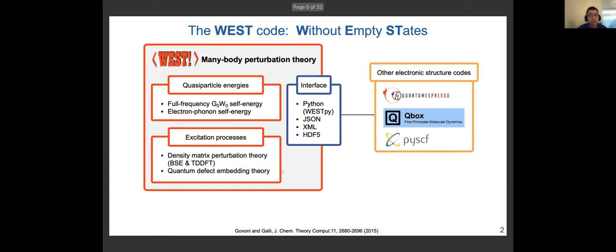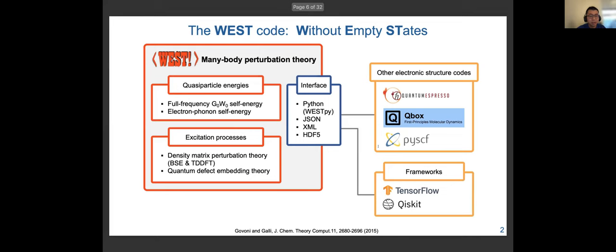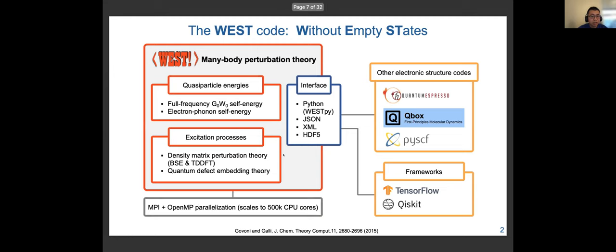The code is written in Fortran, and it's interfaced with other electronic structure codes through a Python layer called WestPy, and also through widely used data formats like JSON, XML, and HDF5. It also leverages community frameworks like TensorFlow for machine learning, and Qiskit for simulations on quantum computers. Finally, this code is parallel. It has MPI plus OpenMP, and the CPU version scales to over 500,000 CPU cores.